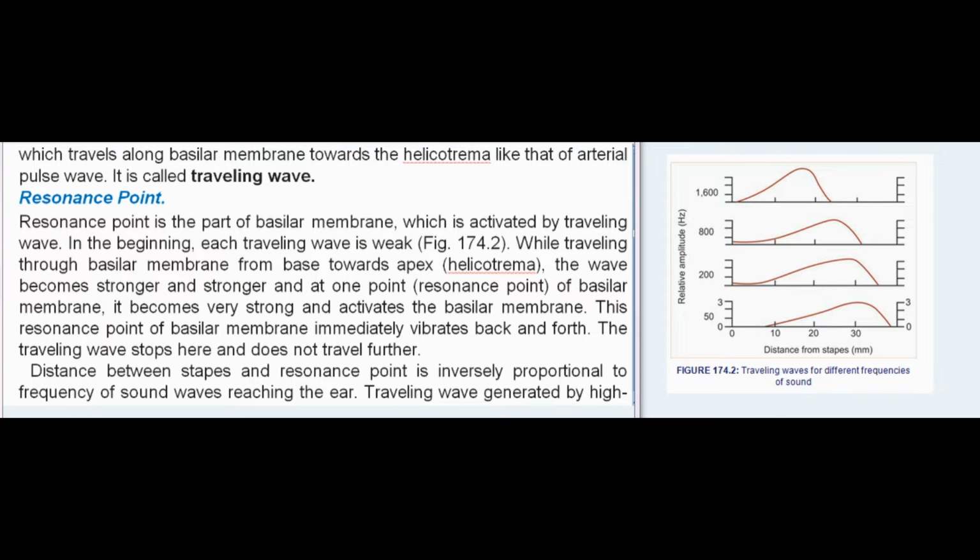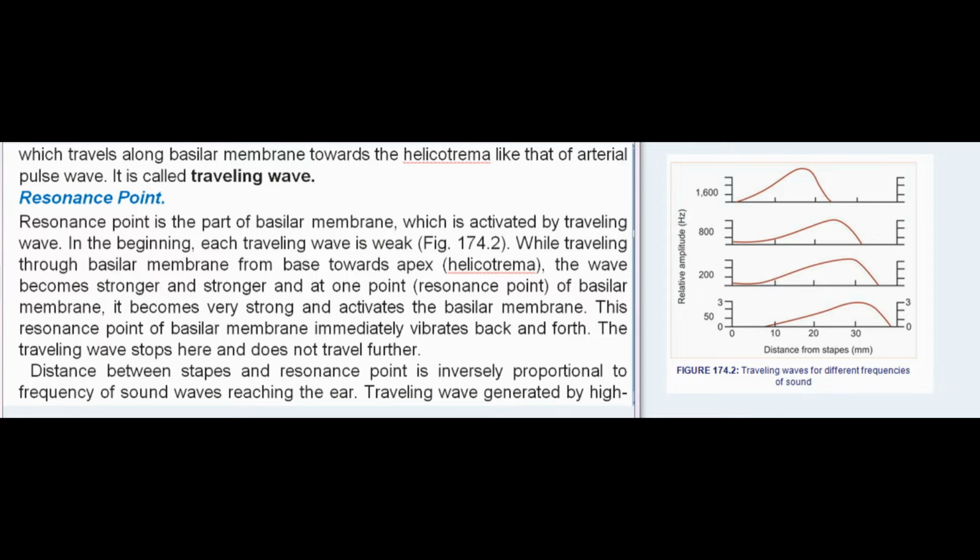Resonance point. Resonance point is the part of basilar membrane, which is activated by traveling wave. In the beginning, each traveling wave is weak, Fig. 174.2. While traveling through basilar membrane from base towards apex, helicotrema, the wave becomes stronger and stronger, and at one point, resonance point, of basilar membrane, it becomes very strong and activates the basilar membrane. This resonance point of basilar membrane immediately vibrates back and forth. The traveling wave stops here and does not travel further.